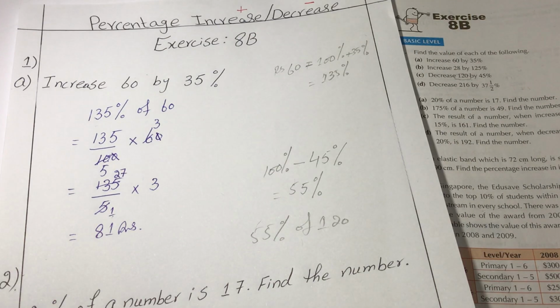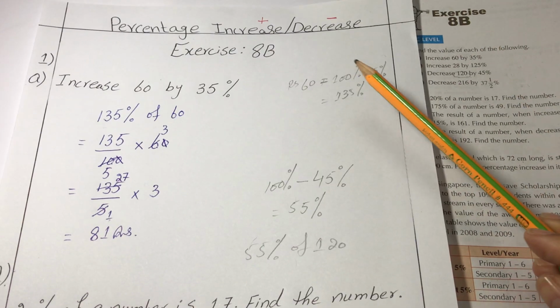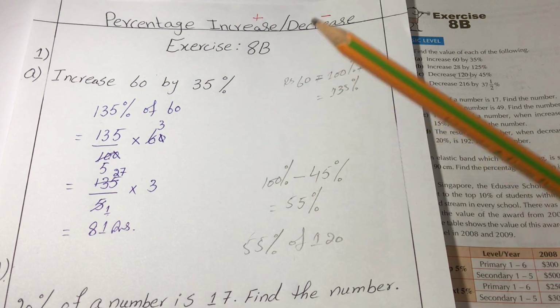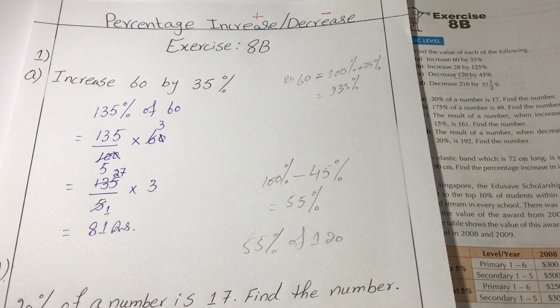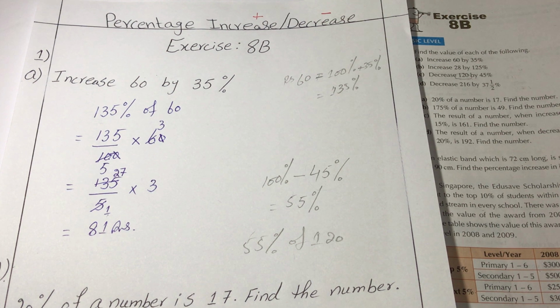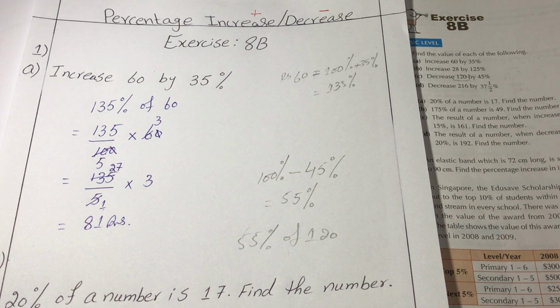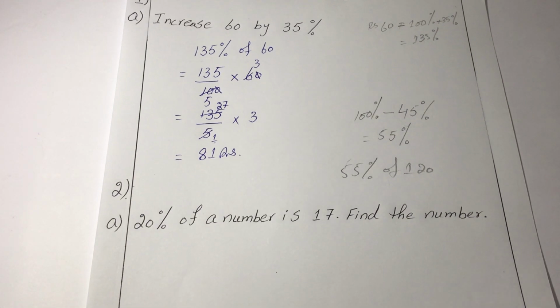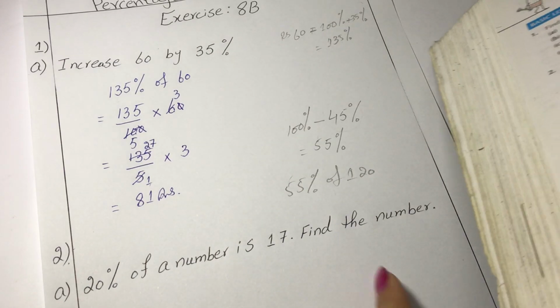So in case of increase, you will add your increasing percentage, and in case of decrease, you will subtract, right? Hopefully you have understood the procedure of your first question. And what's your assignment? You have to solve the remaining 3 parts of your question number 1. Now let's see question number 2. Let's see your question number 2 of exercise 8B.